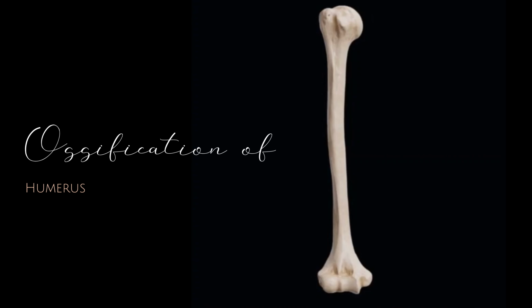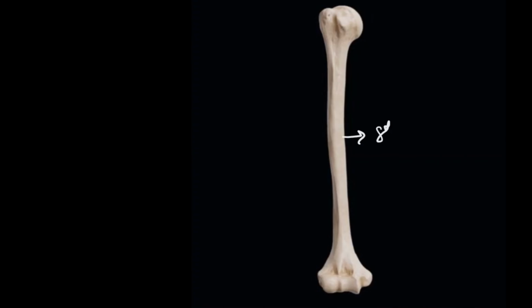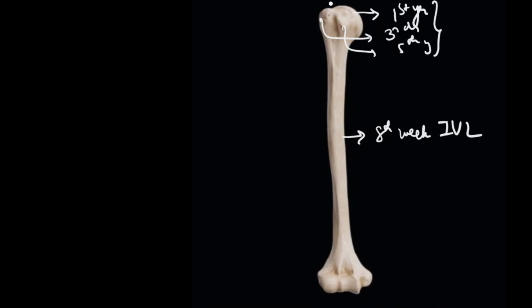Coming to the ossification of the humerus, one primary center appears for the shaft during the 8th week of intrauterine life. Then there are 3 secondary centers for the upper end: for the head it appears during the 1st year of life, for the greater tubercle during the 3rd year of life, and for the lesser tubercle during the 5th year of life. All these 3 will fuse during the 7th year of life and ultimately fuse with the shaft during the 20th year of life.